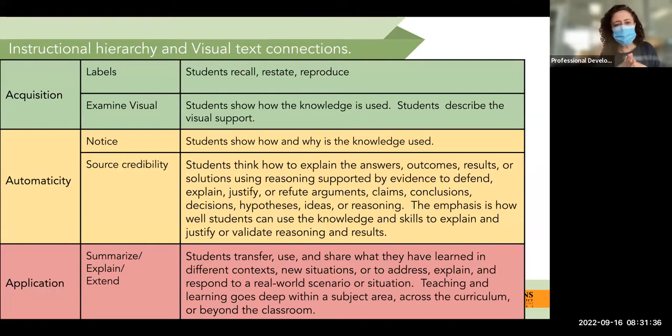And again, the beauty of doing something like that is that there's no right or wrong. It is just what are your elements in order to justify what you're doing. Finally, the application, this is where students are going to transfer and share everything that they have learned and use it in a different context, in a new situation. Or they're going to use that new knowledge to address, explain, and respond to a real world scenario or situation. Teaching and learning goes deeper at that level within one subject area.